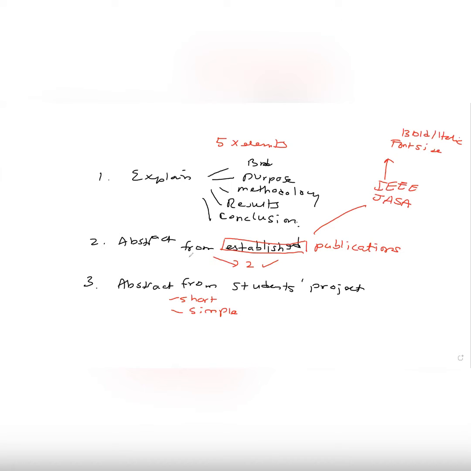So now, for the third part, we're going to take a look at the abstract from student project. Like I mentioned to you, student project is a kind of short and simple one. Maybe they don't have that much data due to the time constraint of the simple project. So for the abstract from student project, I'll share with you three abstracts.